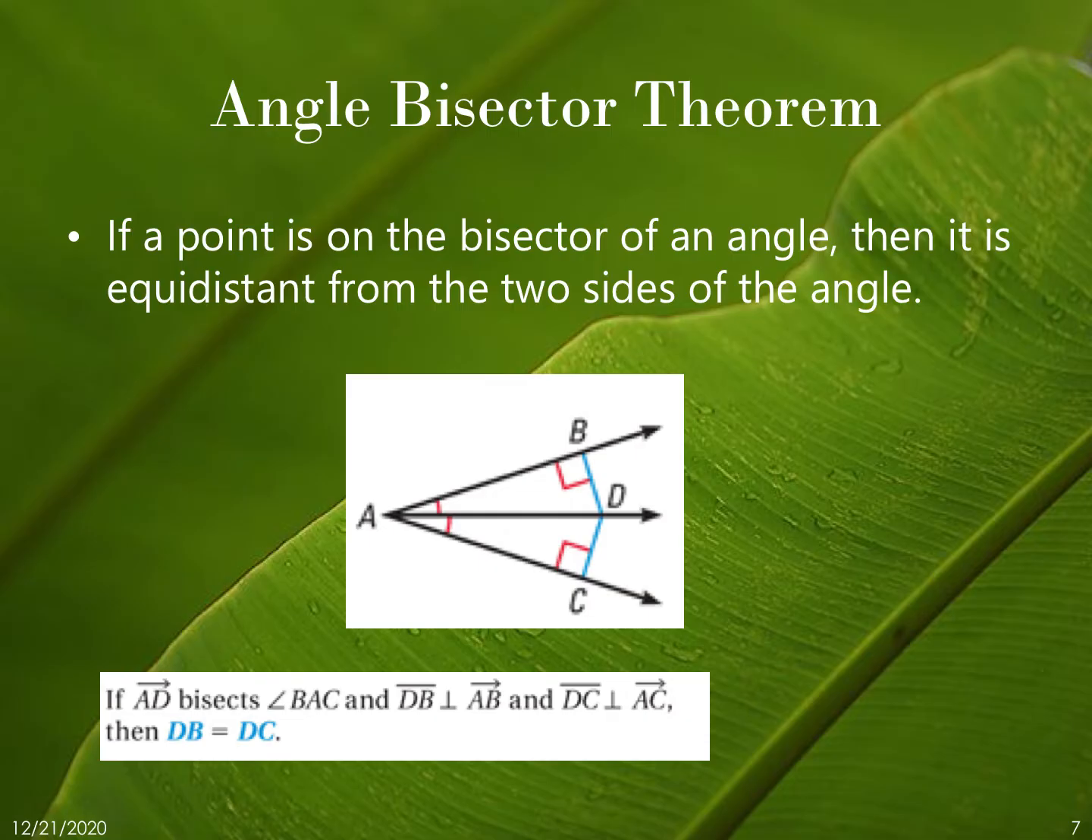Next, we're talking about the angle bisector theorem. So if a point is on the bisector of an angle, then it's going to be equidistant from the two sides of the angle. Again, equidistant means same distance. Remember, whenever we refer to a distance, it always has to be the perpendicular segment. So we need to look for that right angle.